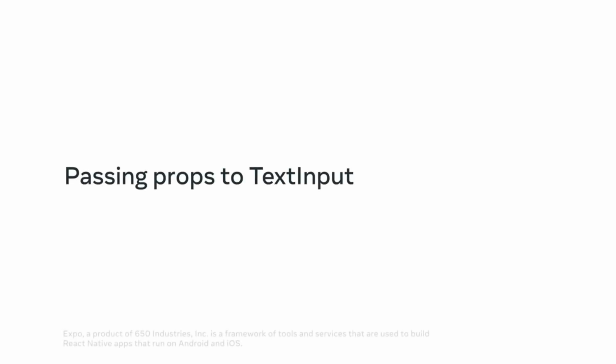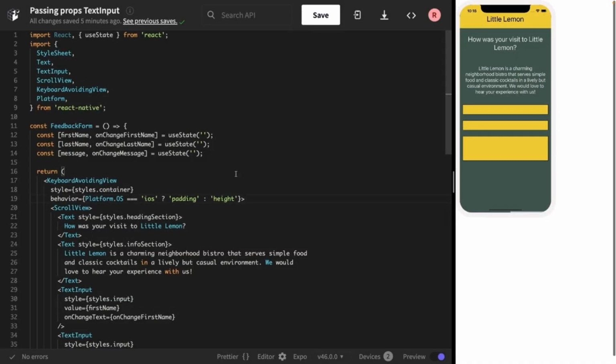In this video, you'll become familiar with a few of the properties of the text input component that can extend the functionality of text input boxes in React Native. Earlier in the course, you created a basic feedback form for the Little Lemon app containing boxes for users to enter text. The next step is to explore the features of the text input component and learn how to pass properties to it. First, let's talk about the placeholder prop.